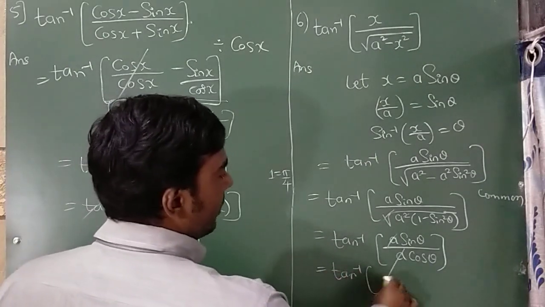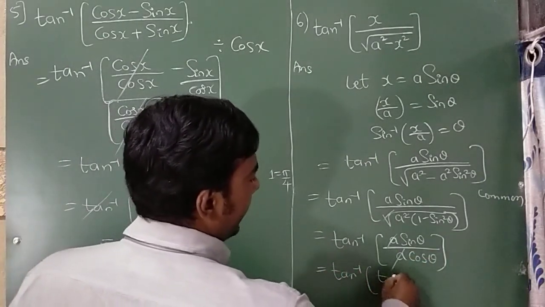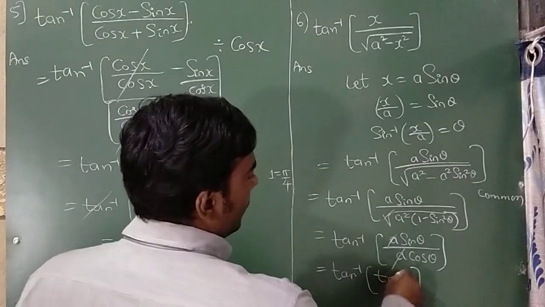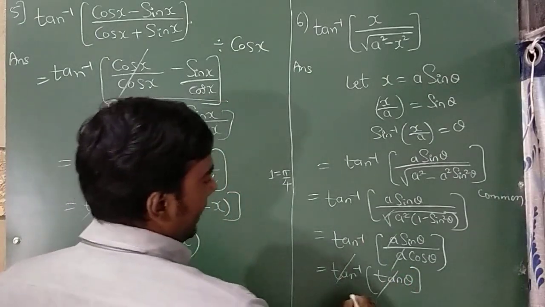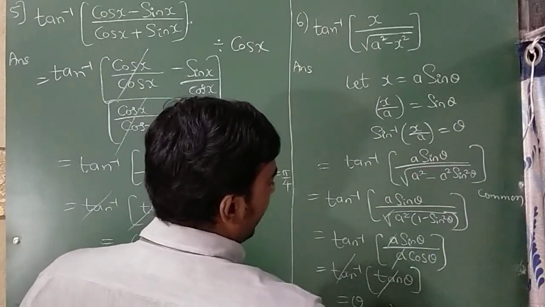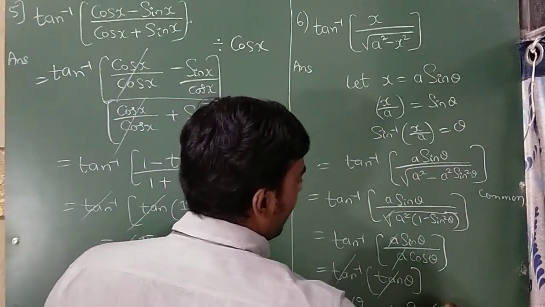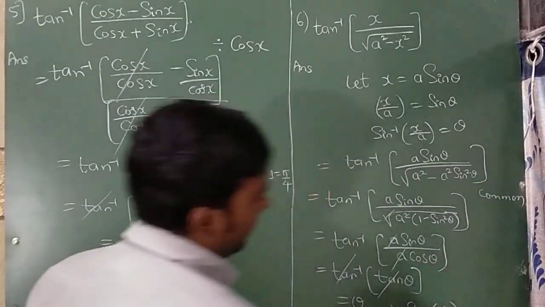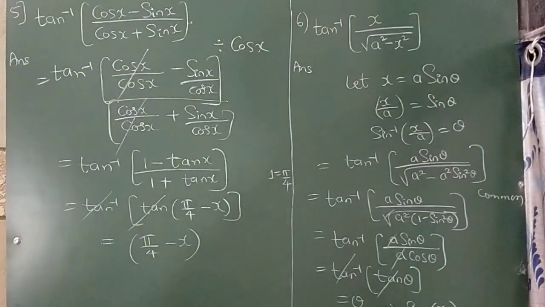So tan inverse of, what is sine by cos? It is tan theta. So tan and tan inverse get cancelled. Only theta is remaining. But what is theta here? It is sine inverse of x by a. So this is your final answer.